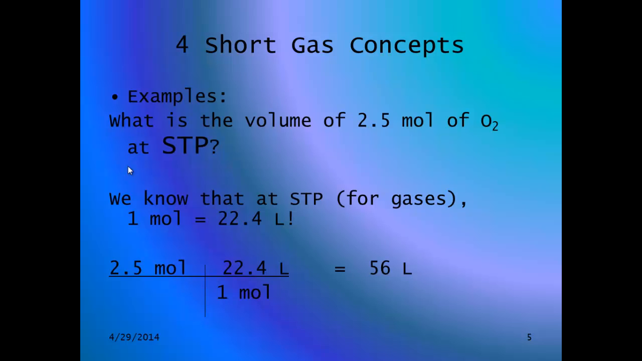We need to cancel the moles, so those go on the bottom. We're looking for liters, so we put our 22.4 liters on the top. And then we just have to multiply. Check your sig figs, and you get 56 liters.